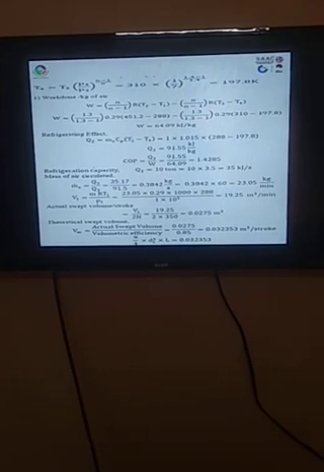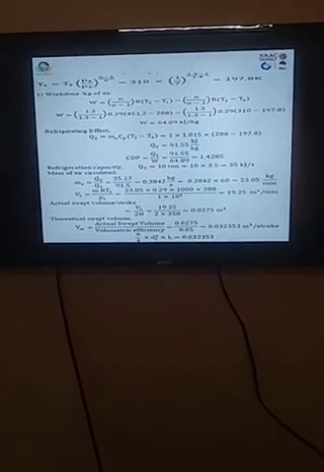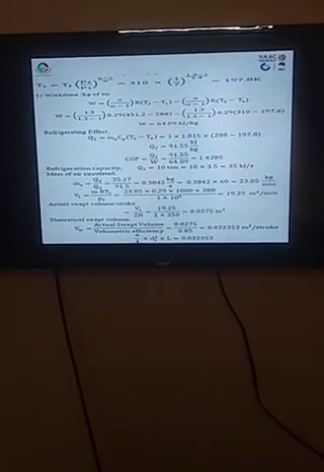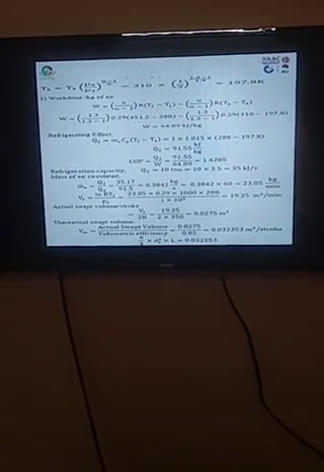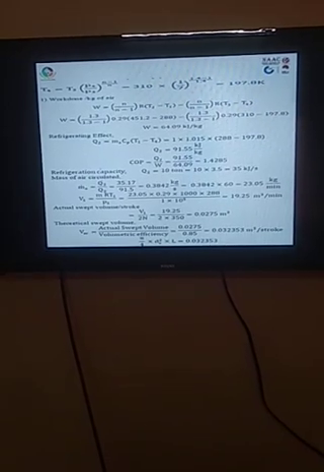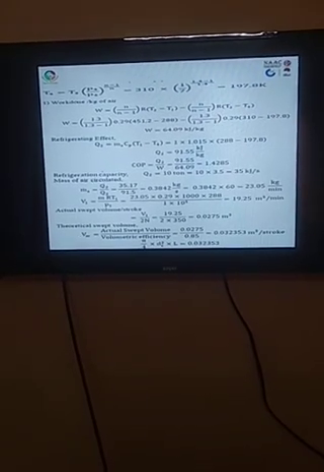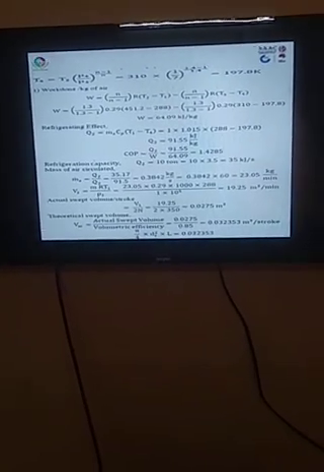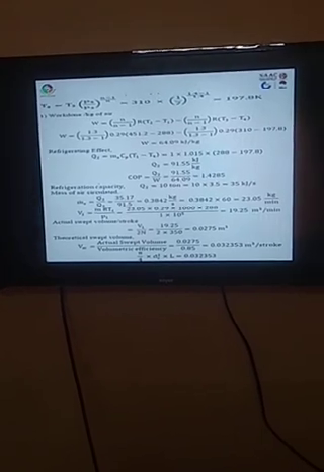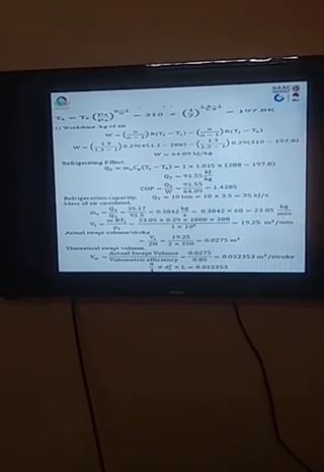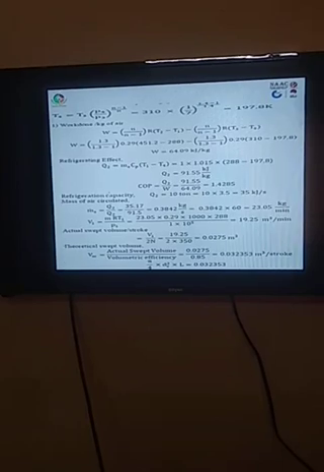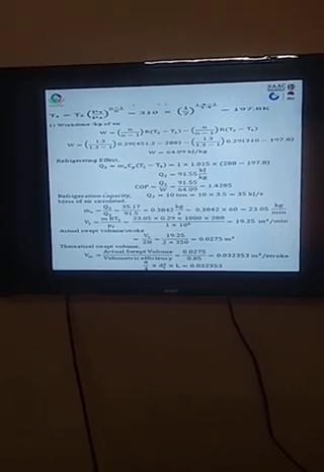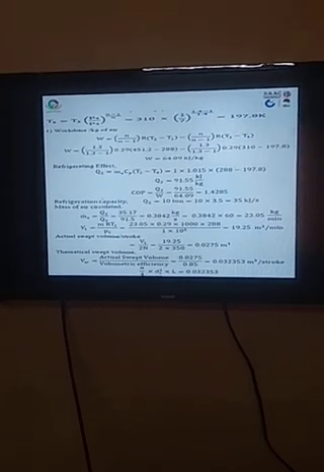The work requirement is calculated in this way, because the polytropic index value is not 1.4, it is 1.3. So W is equal to [n upon (n minus 1) into R into (T2 minus T1)] minus [n upon (n minus 1) into R into (T3 minus T4)]. After substituting all these values of n, R, T2, T1, T3, T4, the work W is calculated as 64.09 kilojoule per kg.